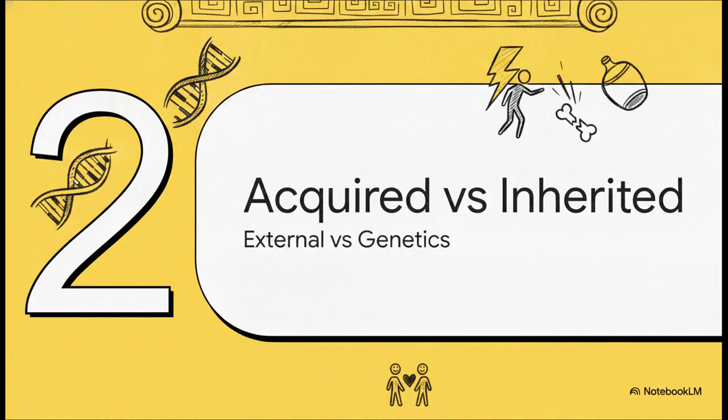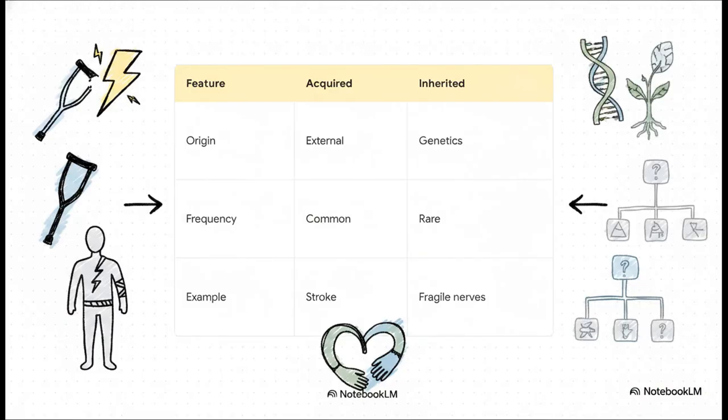Moving right into Section 2, acquired versus inherited paralysis, focusing on external events versus genetic factors. So how exactly does this kind of isolated paralysis happen to a person? Well, when you break it down, monoplegia is almost exclusively an acquired condition, rather than a genetic one. Basically, it originates from external events or injuries that happen after birth, things that cause immediate, direct damage to the nerves or the central nervous system.